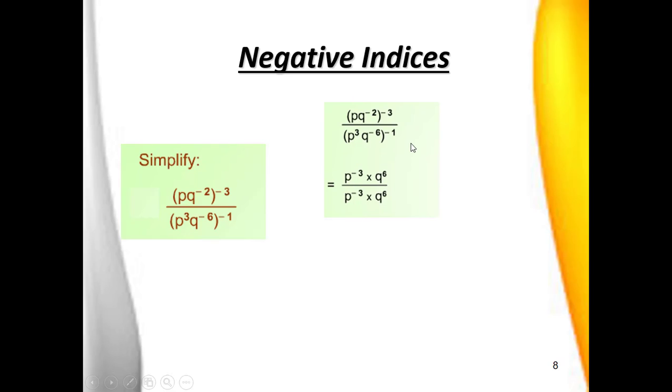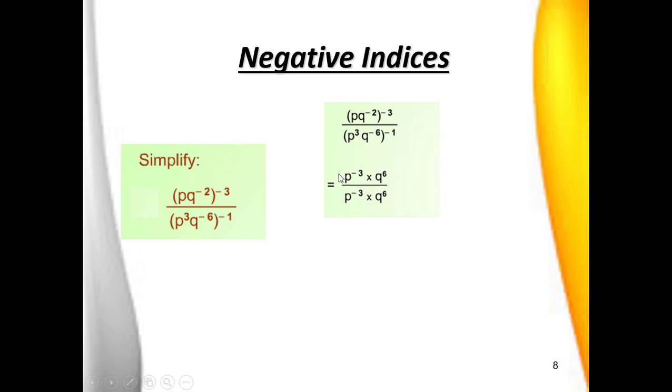For the denominator, you also have p to the power 3 raised to the power of negative 1, so p to the power of negative 3, because the powers multiply together when you are using the power law. And then the next one is q raised to the power of negative 6, then raised to the power of negative 1. So you are getting q to the power of 6.